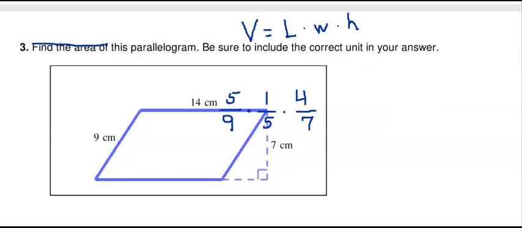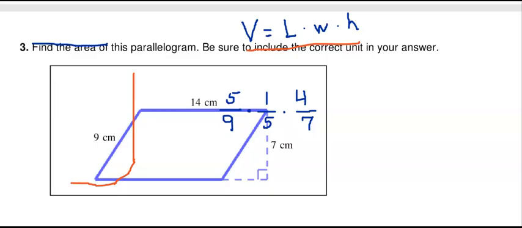Okay, problem number 4, I kind of pre-worked some of the stuff. It says find the volume of the rectangular prism. Write your answer in simplest form. Okay, so I did put the formula up here. Volume equals length times width times height. So here's the length, here's the width, and here's the height. So you're going to multiply those three things together.